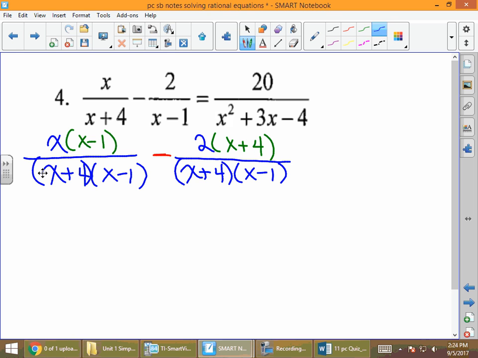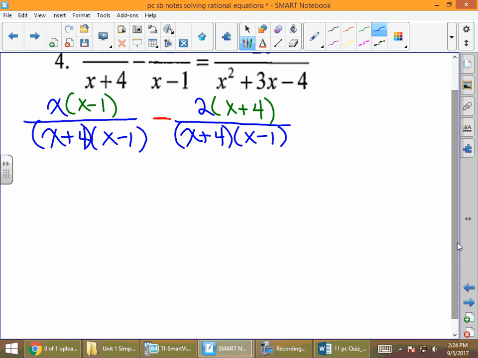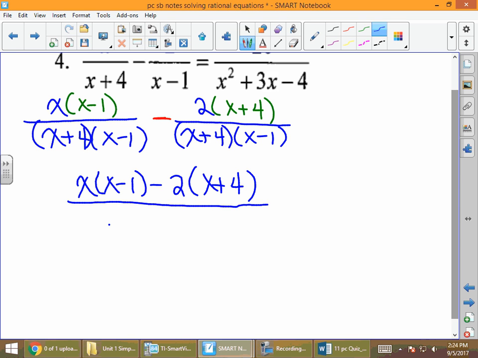Whenever we're subtracting, I like to do an extra step. It's up to you whether that is something that you need to do. This is x times x minus 1 minus 2 times x plus 4. And oftentimes when we write it in that format, we have less chance of making a mistake than when we have the previous step. All over x plus 4 times x minus 1.